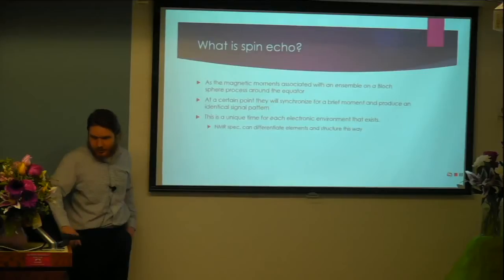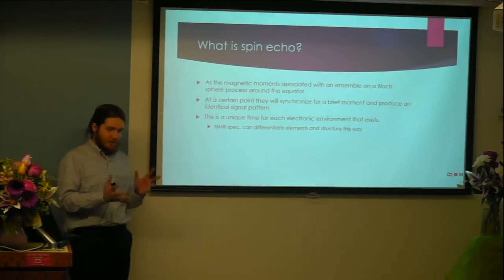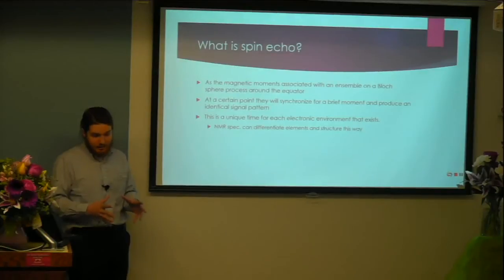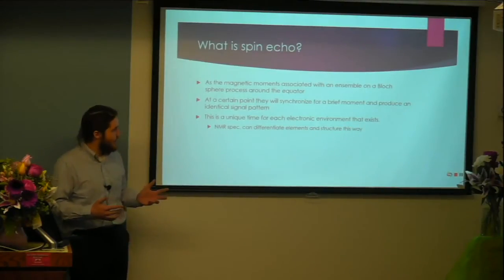So, now what is a spin echo? As the magnetic moments of a group of electrons move around a Bloch sphere around the equator, at one point in time they will synchronize and constructively combine their signals into one very large signal. Now, the exact time that this happens for an atom is unique to each atom and to each electronic environment, also how it's bonded, for every single state that there can be. This is the principle behind how NMR spectroscopy can differentiate elements and atomic structure this way.